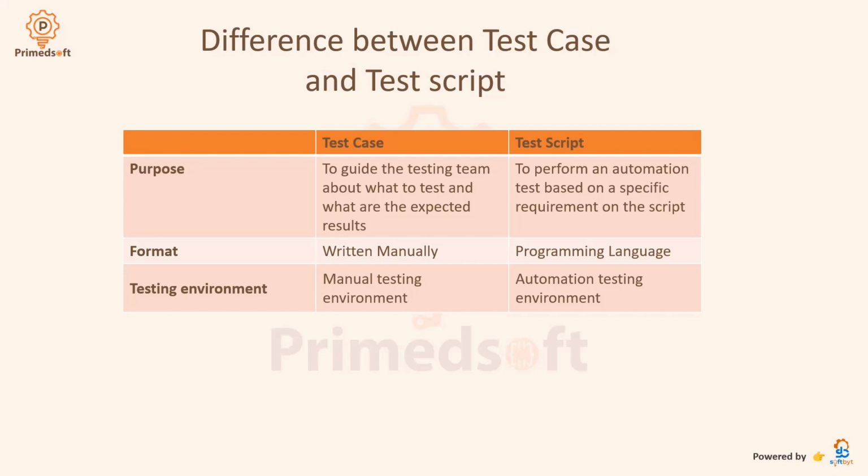So the format for a test case is written manually, while the test script is written using a programming language. Like I've mentioned, it could be C sharp, Java, Python or Ruby. There are so many other programming languages. So the testing environment for a test case is what? Manual testing environment. While the test script is what? Automation testing environment. Any question?